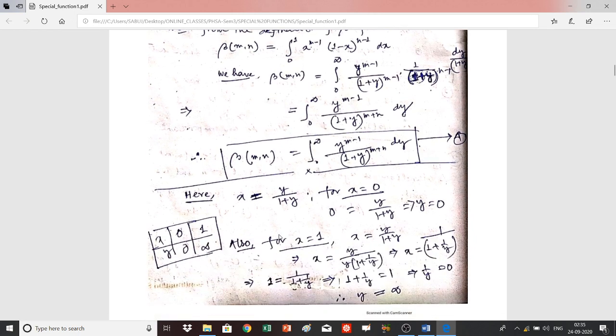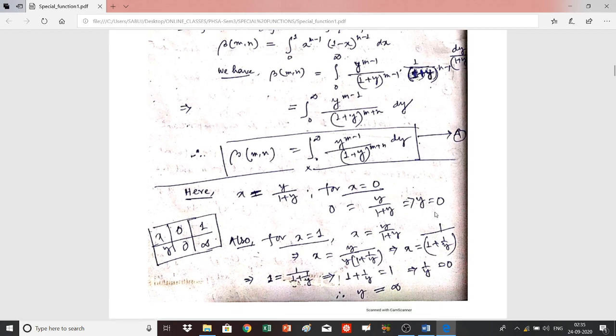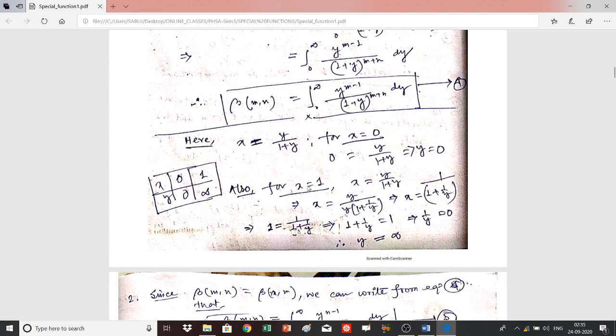Now here are the discussions about the limits of y for the different values of the limits of x. You have already seen that x is equal to y by 1 plus y was taken. So for x is equal to 0, you can write 0 is equal to y by 1 plus y, and from here you can write y is equal to 0. And in another case, that is x is equal to 1, you can write from this relation that x is equal to y by 1 plus y. You can write this function as this.